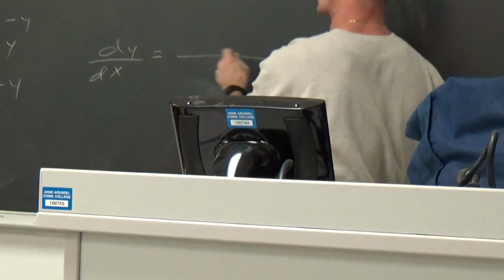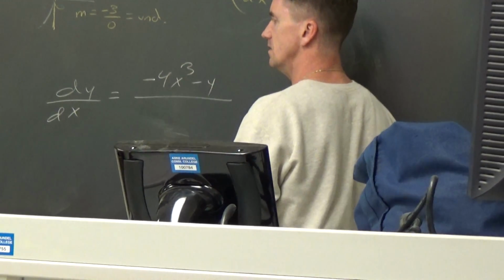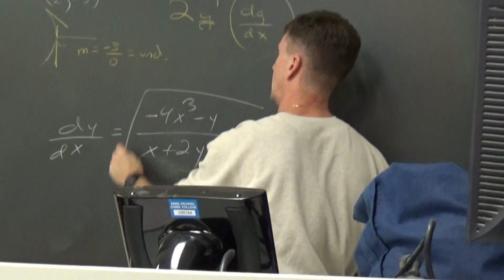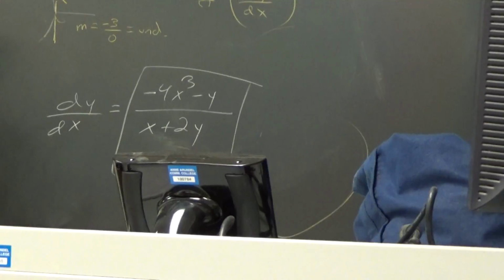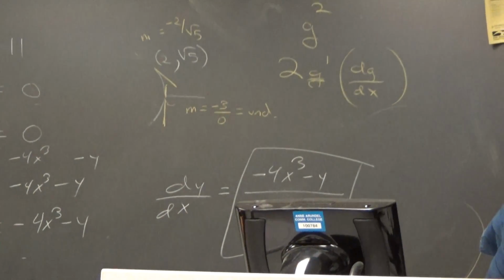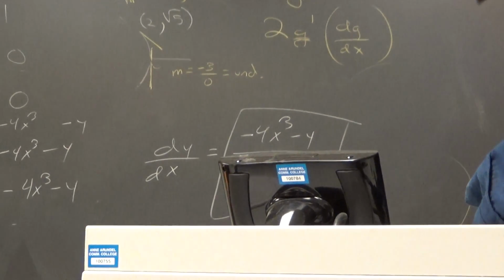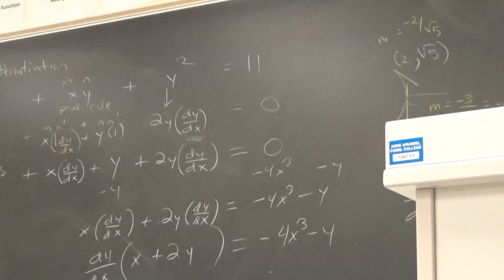Hard part is over. Negative 4x cubed minus y, all over. And sometimes students think they can do more with that, but I don't think you can, can you? Can you do anything more with that? Cool. Good job, everyone.